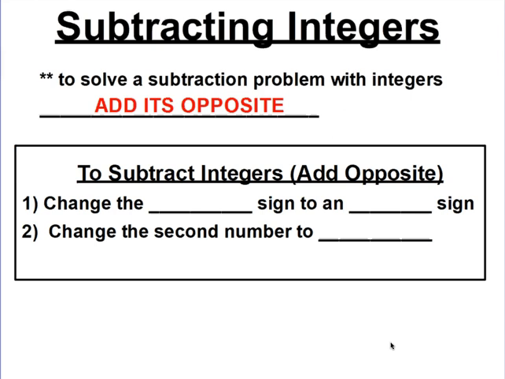We're going to turn them into addition problems and then use the same rules that we learned in the last lesson to solve the problems. Okay? So here's how we do that. We have to take the subtraction sign in the middle of the problem and turn it into an addition sign. And then the second number in the problem becomes its opposite. So think about this example I gave before. 5 minus 4 is the same thing as 5 plus negative 4. They both equal 1.